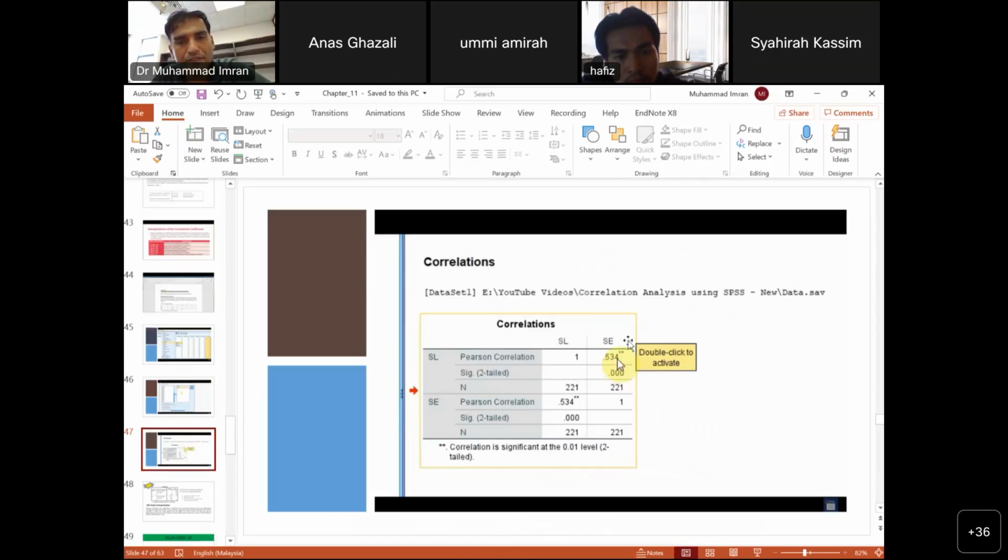Because see, this one has servant leadership, SL, and this one SE, self-efficacy, the relationship between here and here. Okay, anyway, that's all. And another example I also want to show you.